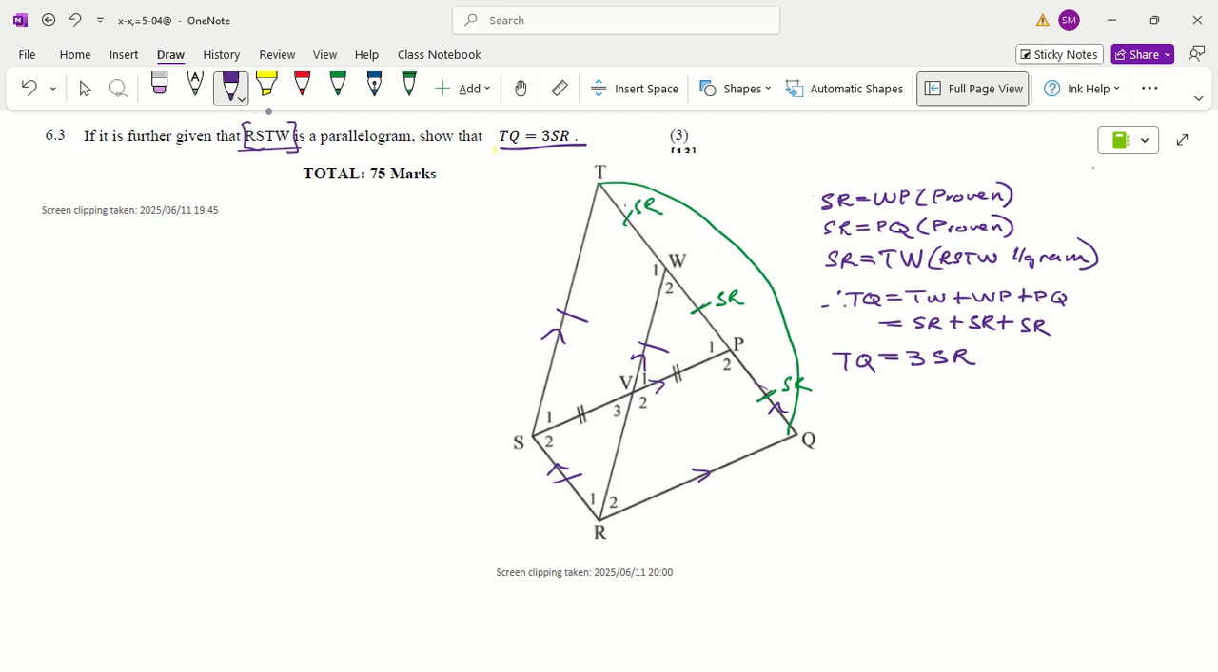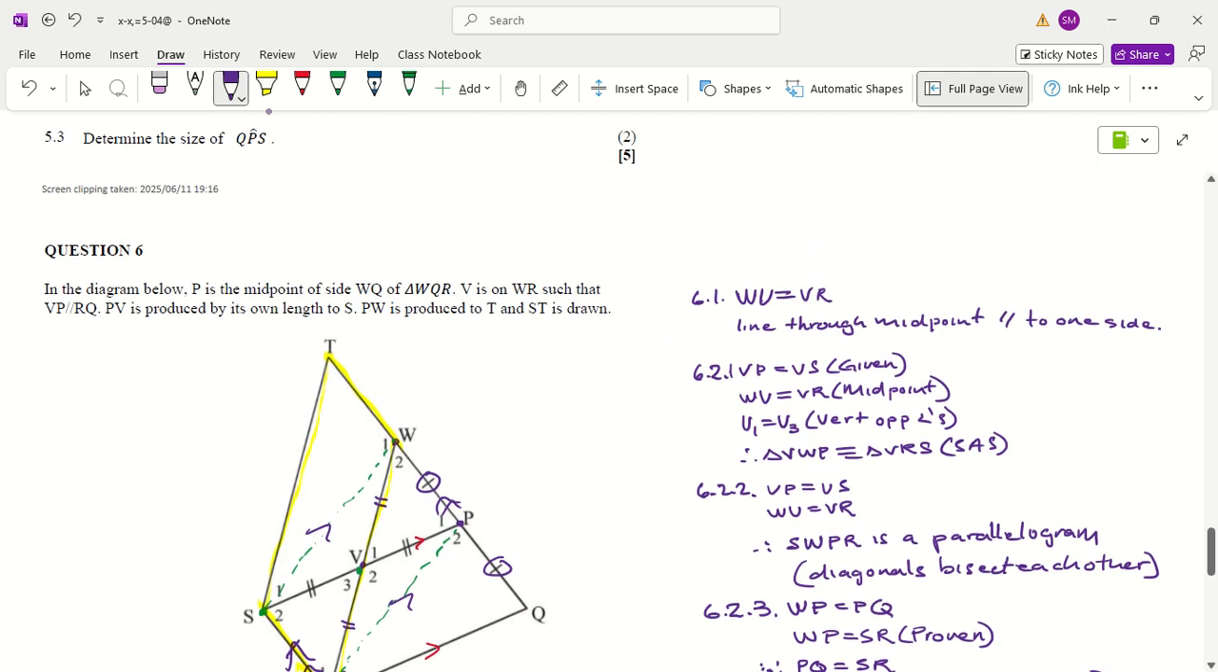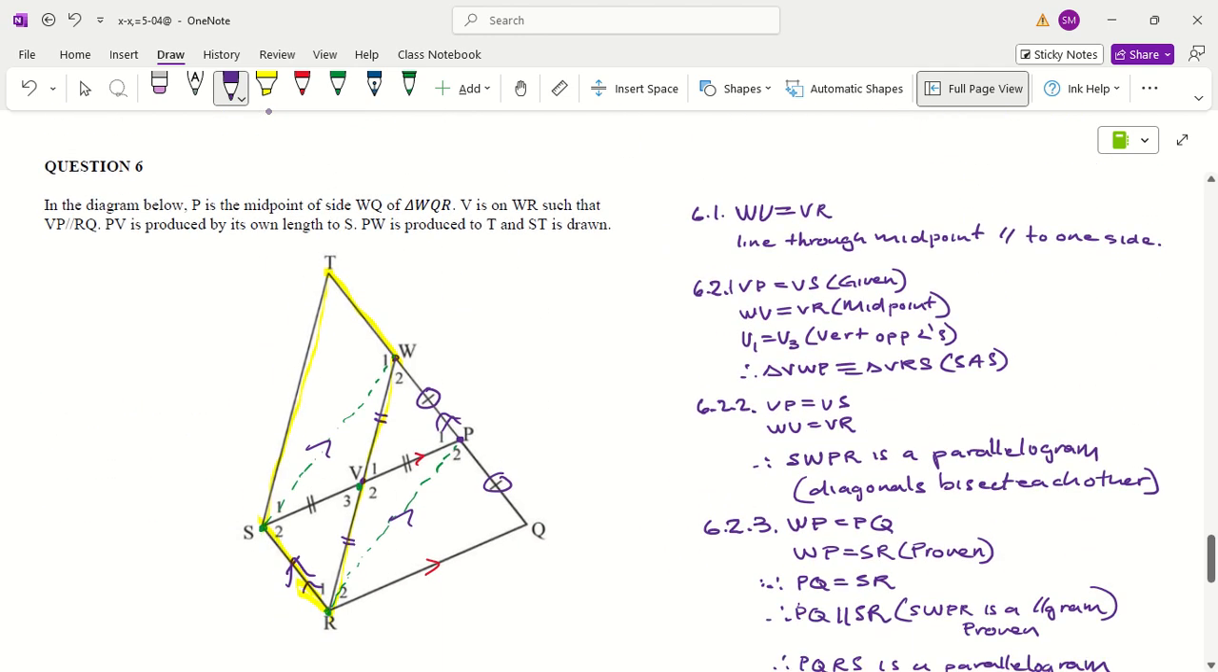Let's look at our final mark allocation as we close. 6.1 is 1 mark, and then you get a mark for the reason here. And then 6.2 is 3 marks. You get a mark for the statement and reason here, a mark for the statement and reason here, and a mark for statement and reason, and then that is 3 marks.